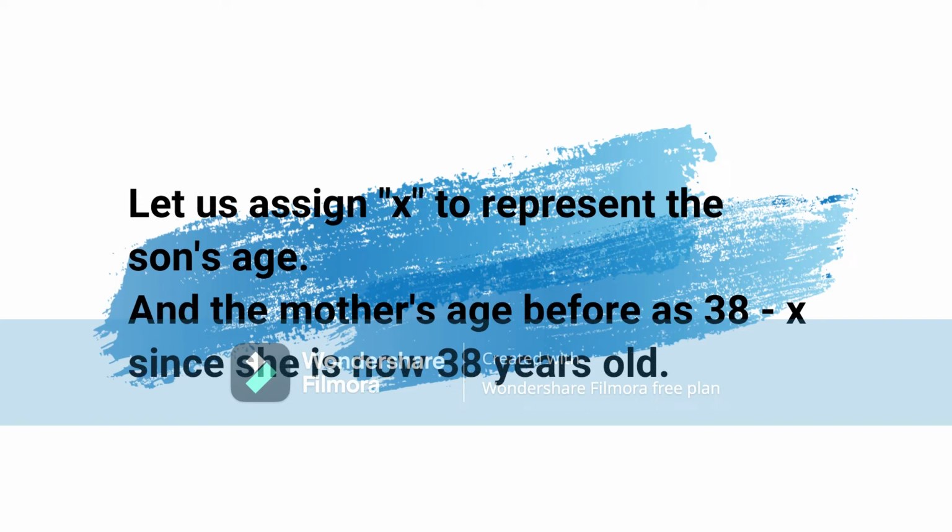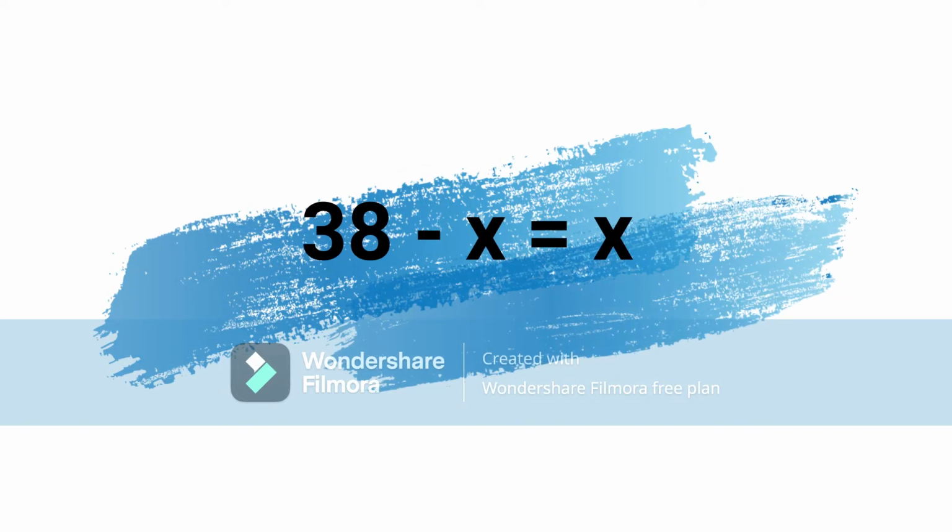So first, we should determine how old was his mother when he was born, because that is the son's current age. So let us use X to represent the son's age. And since the mother is now 38 years old, let us represent her age the time her son was born as 38 minus X. So our formula should be 38 minus X is equals to X.